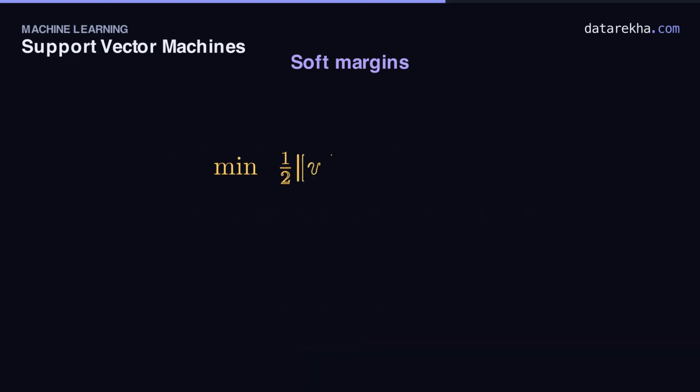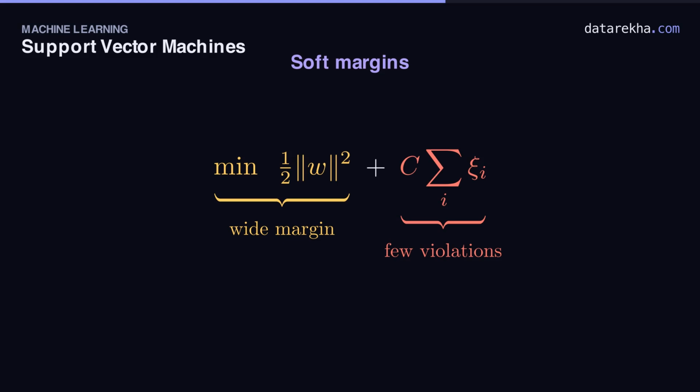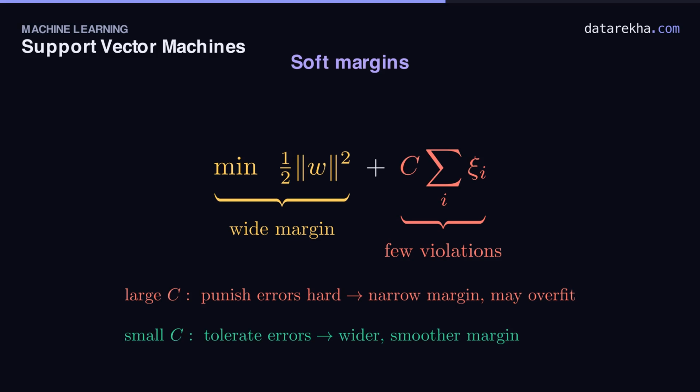Now the machine juggles two wishes at once. Keep the weight vector small for a wide margin, and keep the total slack small for few violations. A single knob, capital C, sets the exchange rate between them. Turn C up high, and the machine punishes every violation fiercely. It shrinks the margin to fit the training points and risks overfitting. Turn C down low, and it tolerates some slack for a wider, smoother boundary that often generalizes better.